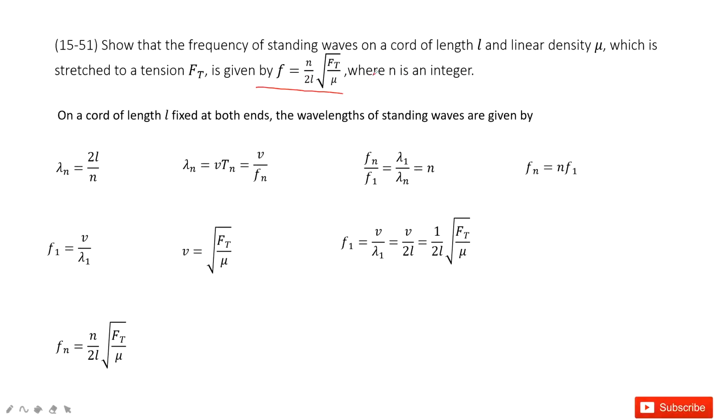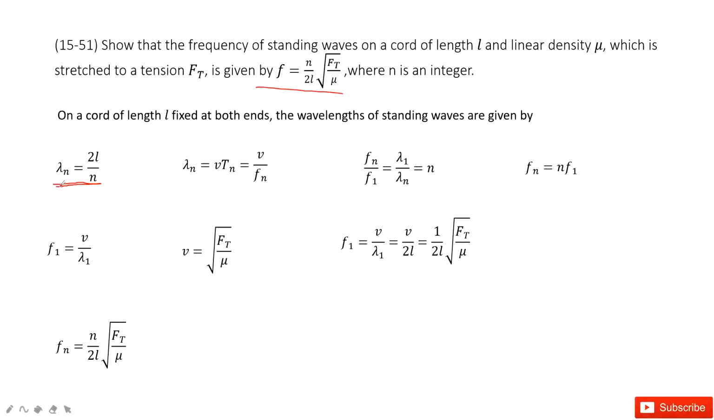N is an integer. So first, we consider the standing wave on one chord, and the length is L, fixed at both ends. So the standing wave's wavelength is in this function. Do you agree? Yes. This is what we learned previously in this chapter in the textbook.